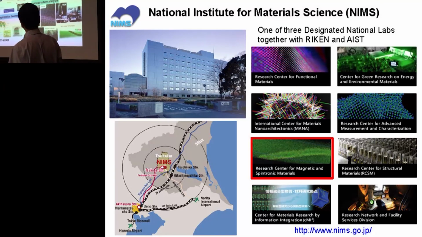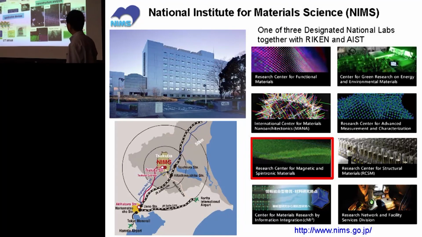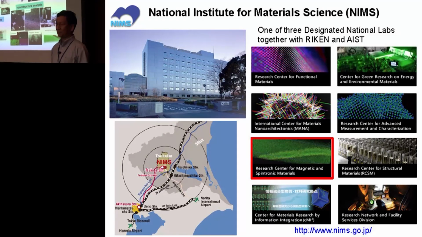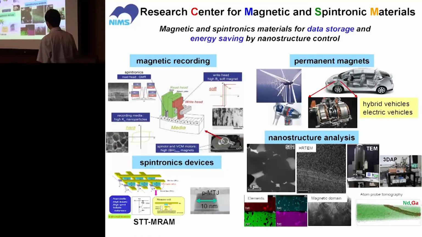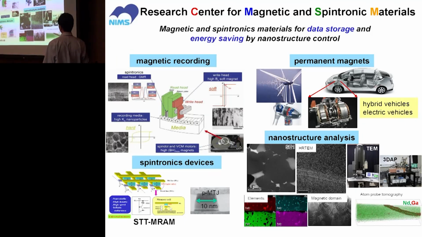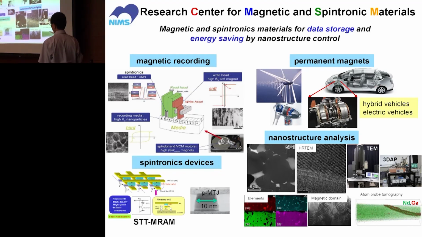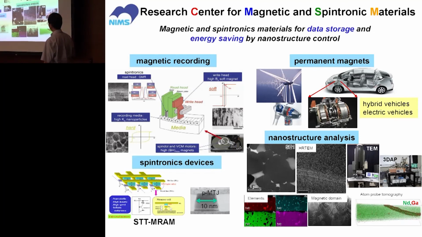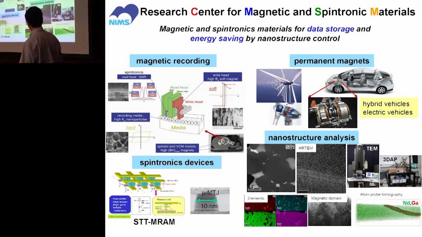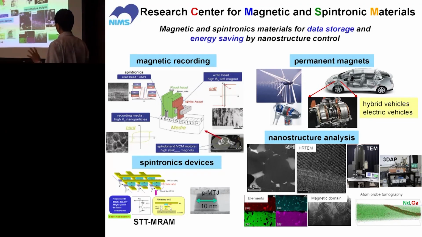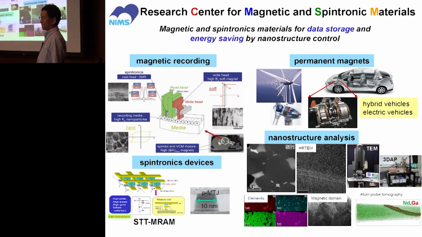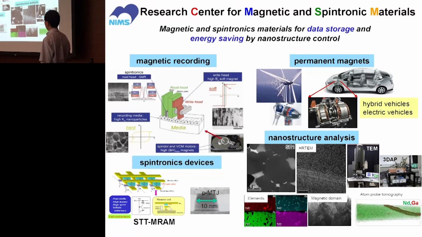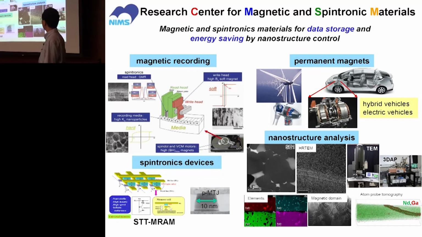Here we have a research center for magnetic and spintronics materials. We cover all types of magnetic materials, including spintronics materials. We are working on materials required for magnetic recording. We believe that there's a bright future in magnetic recording, and in spintronics devices, as I introduced today, and we have large activity in the development of permanent magnets. As you saw in my talk today, we always look at structure very carefully because transport properties and magnetic properties are very sensitive to the structure of the devices and materials.